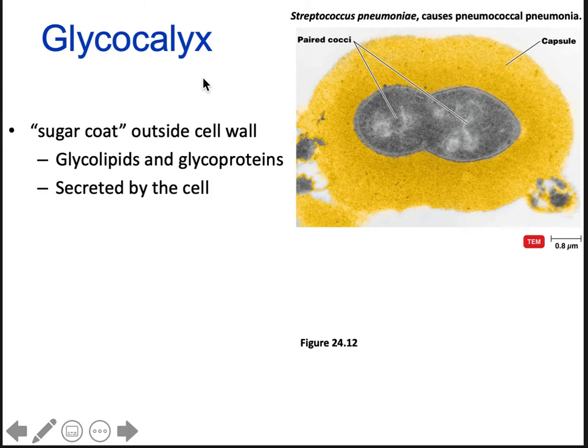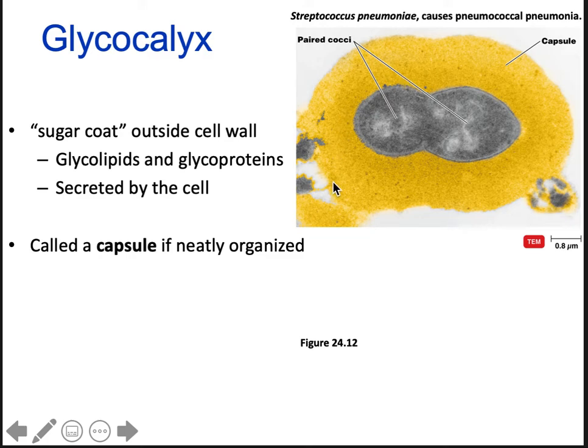Okay, so glyco means sugar, right? You think of glucose or glycogen, right? So glyco for sugar and calyx for coat. So we have this sugary coating, this carbohydrate coating, and there's some proteins in there too, and even some lipids, but it's mostly carbohydrate. And the cell is secreting this material and building this, so it's secreted by the cell.